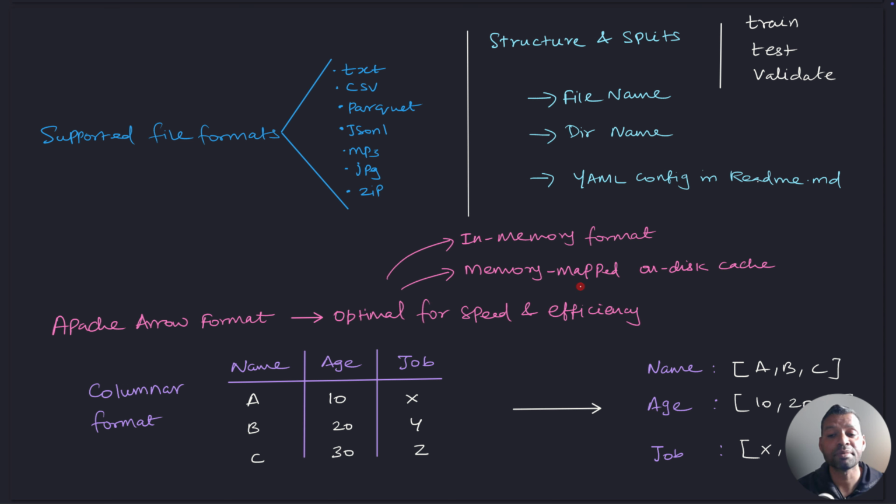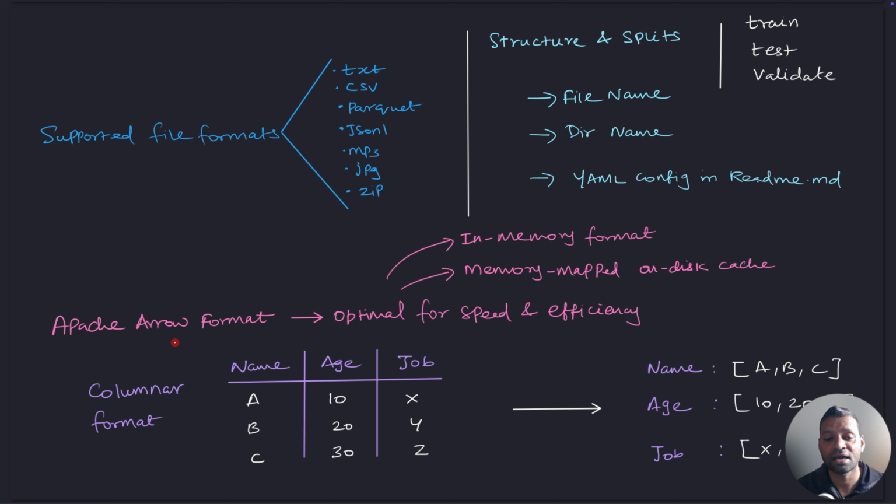It uses memory mapped on disk cache, which means even if you are dealing with a large dataset with a machine that doesn't have large memory, you will still be able to use the dataset efficiently because the data will be cached on disk and they'll be memory mapped, which means the processing units like CPUs and GPUs will be able to access the data from disk directly without loading them into RAM-like memory first.